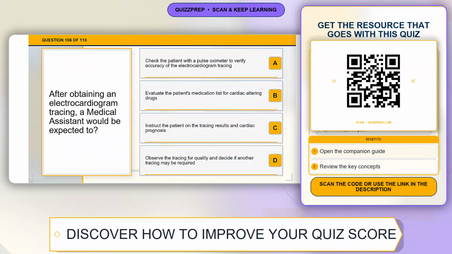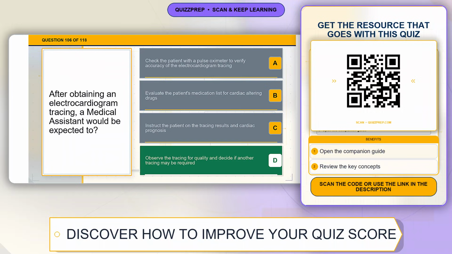Question 106. After obtaining an electrocardiogram tracing, a medical assistant would be expected to: Option A. Check the patient with a pulse oximeter to verify accuracy of the electrocardiogram tracing. Option B. Evaluate the patient's medication list for cardiac-altering drugs. Option C. Instruct the patient on the tracing results and cardiac prognosis. Option D. Observe the tracing for quality and decide if another tracing may be required.